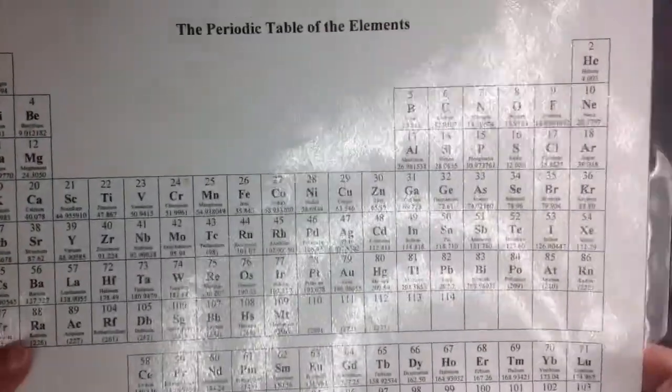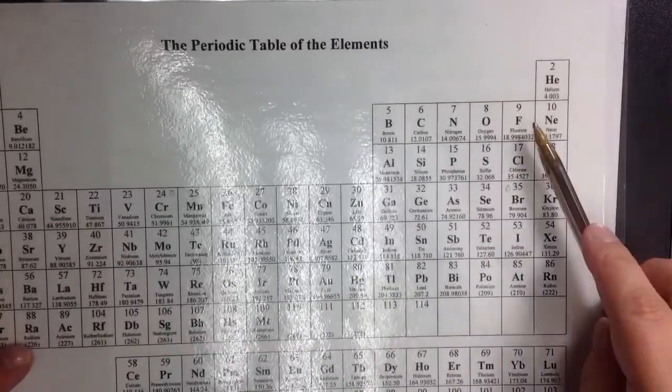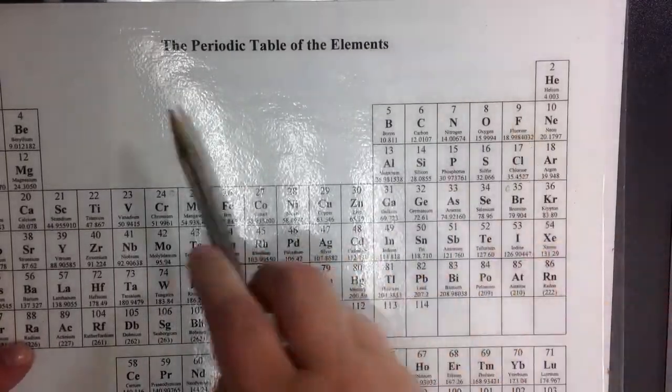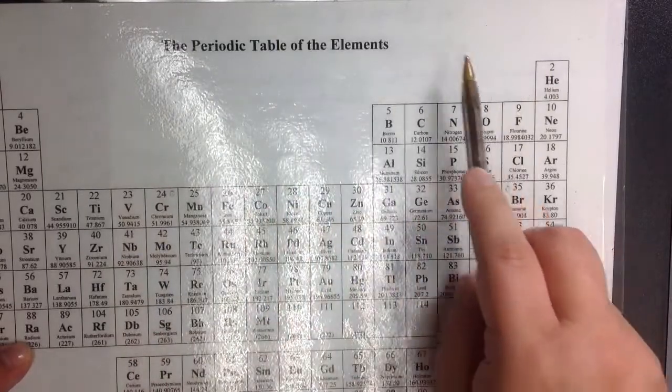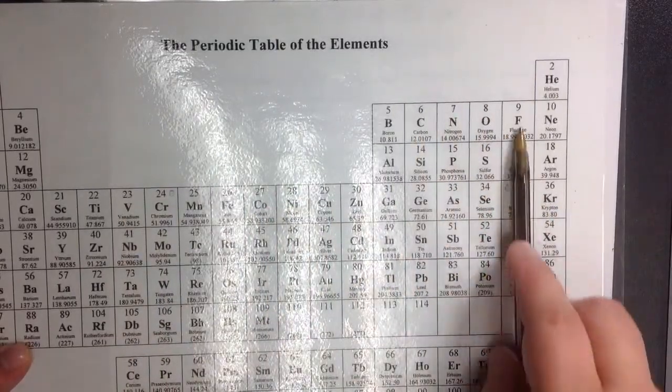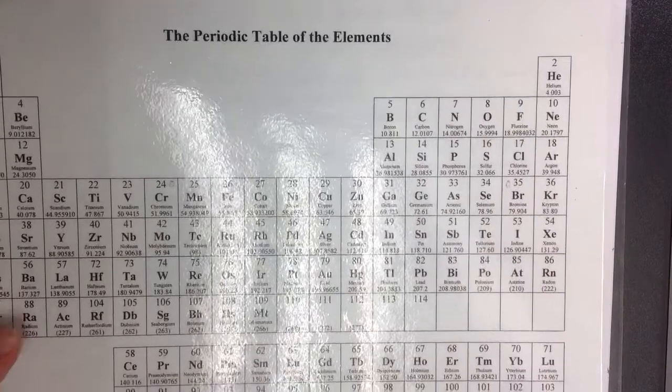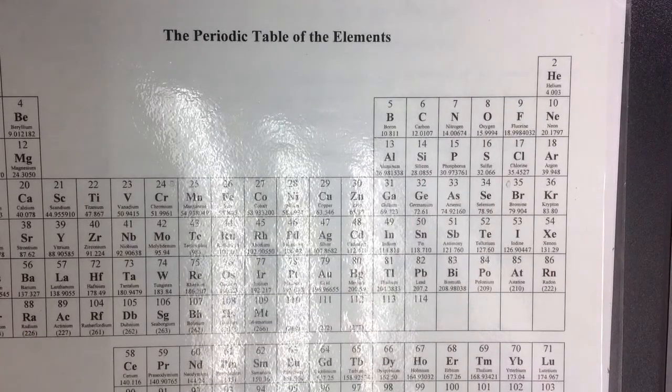So if you can remember, we talked about electronegativity. Fluorine is the most electronegative. Electronegativity increases this way, and up the periodic table. So in general, the closer that something is in range of fluorine, the more electronegative it is.